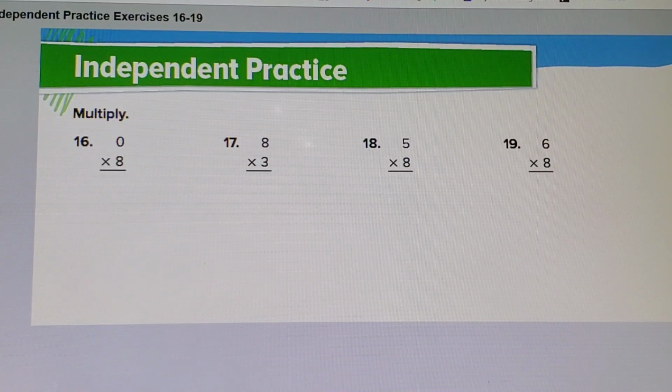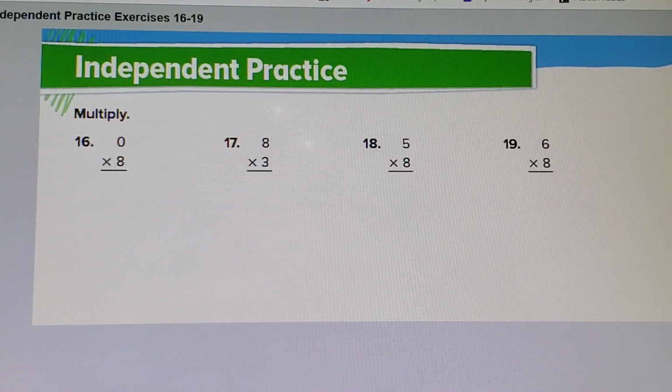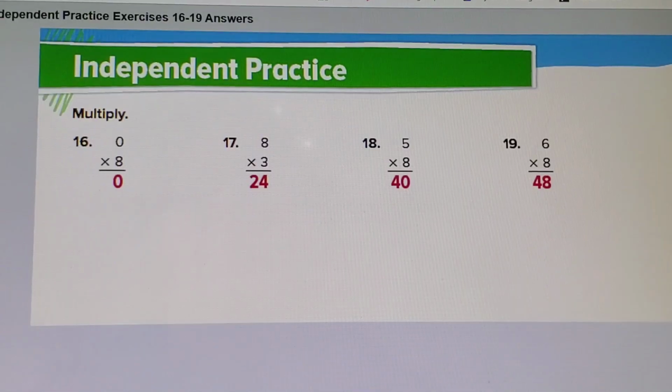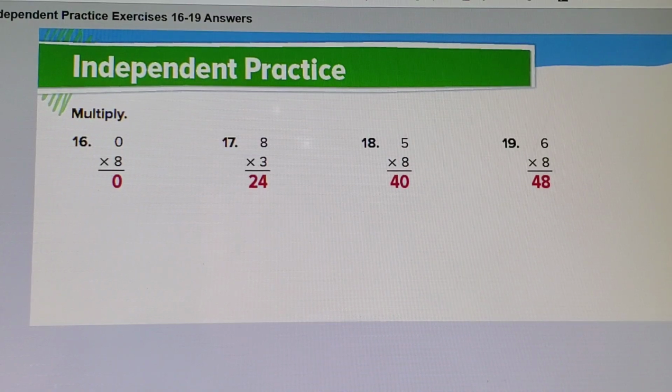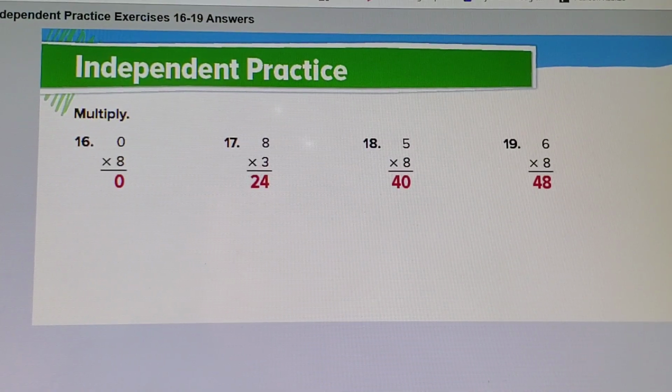Independent practice. Multiply. 16, 17, 18, and 19. Count it out. Use counters. Skip count. Use your multiplication chart. You figure out these answers. Zero times 8 is 0. Number 17, 8 times 3 equals 24. Number 18, 5 times 8 equals 40. Number 19, 6 times 8 equals 48.